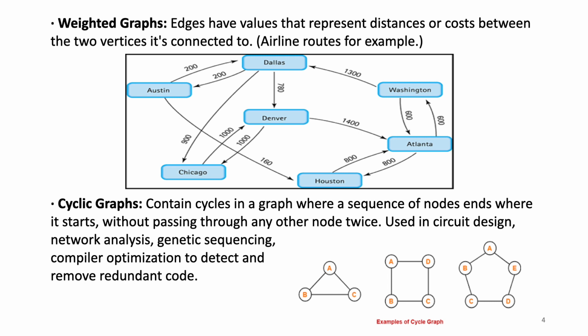Cyclic graphs have cycles where the nodes end where they start, without passing through any other nodes twice. These graphs are used in circuit designs, network analysis, genetic sequencing, and compiler optimization to remove redundant code when detected.